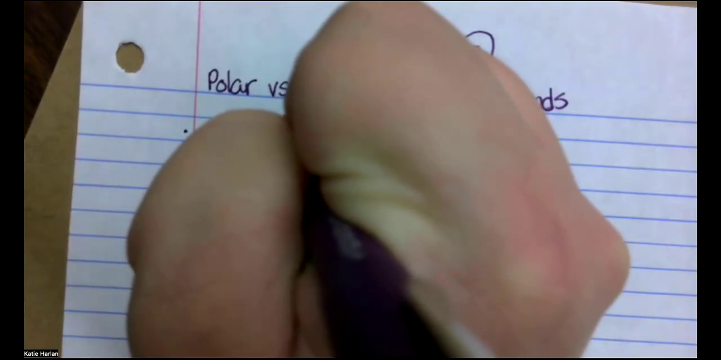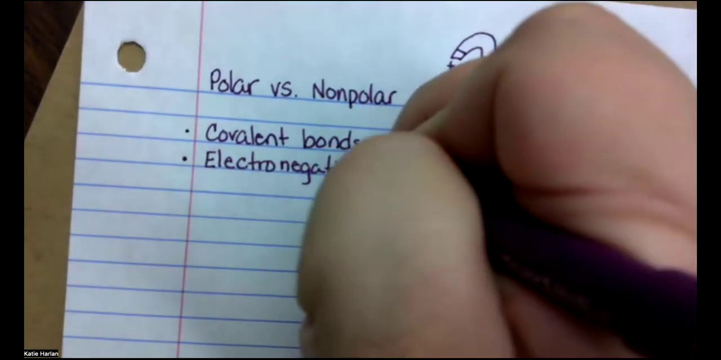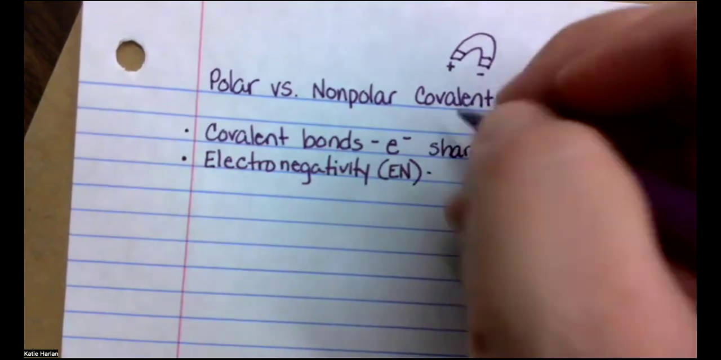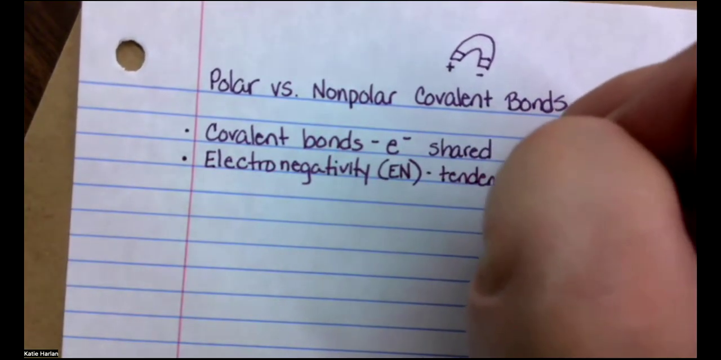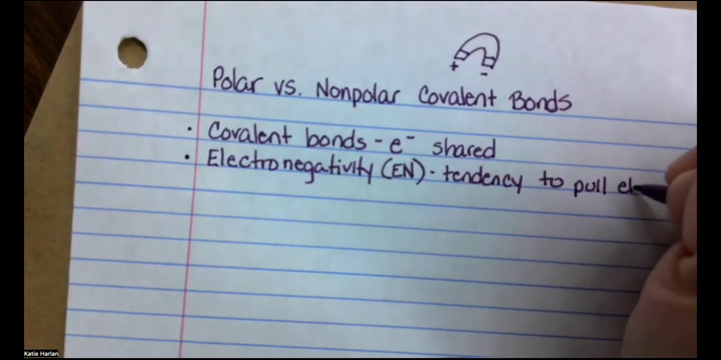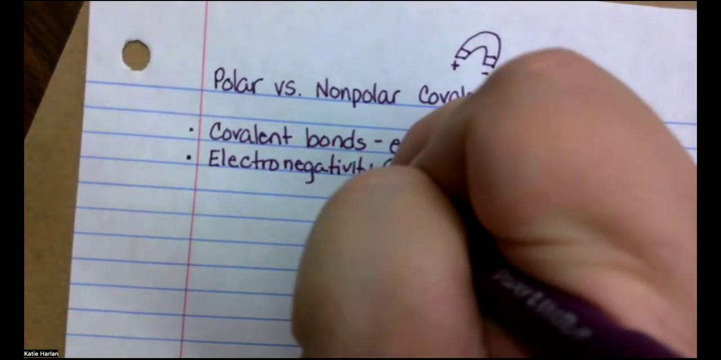And it comes down to the property of electronegativity, which in chemistry we shorten to EN. And remember that electronegativity is a tendency to pull electrons towards itself.